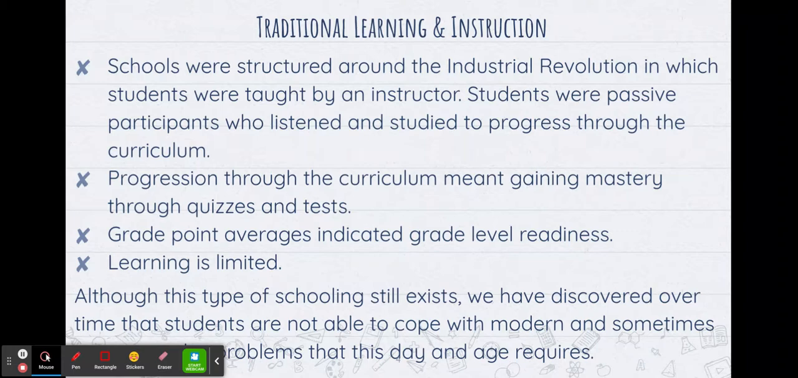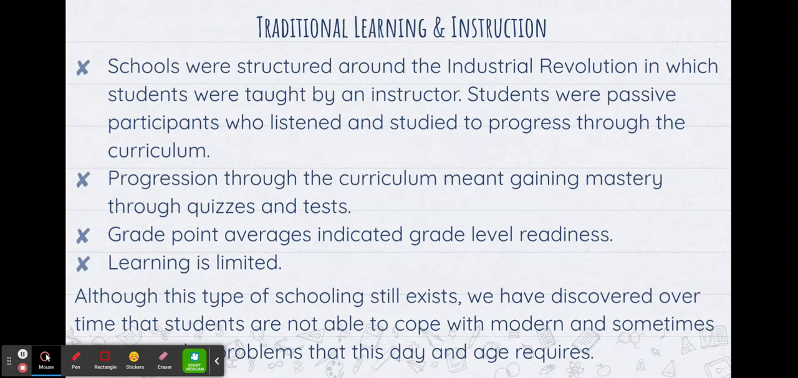Progression through the curriculum meant gaining mastery through quizzes and tests, and that's how demonstration of mastery would occur as well. Grade point averages indicated grade level readiness. So if you did not have an overall average of a C, then you did not progress to the next grade level. Learning was limited in this case because it was limited to just what the teacher was teaching the students. So students didn't have very much agency in their own learning.